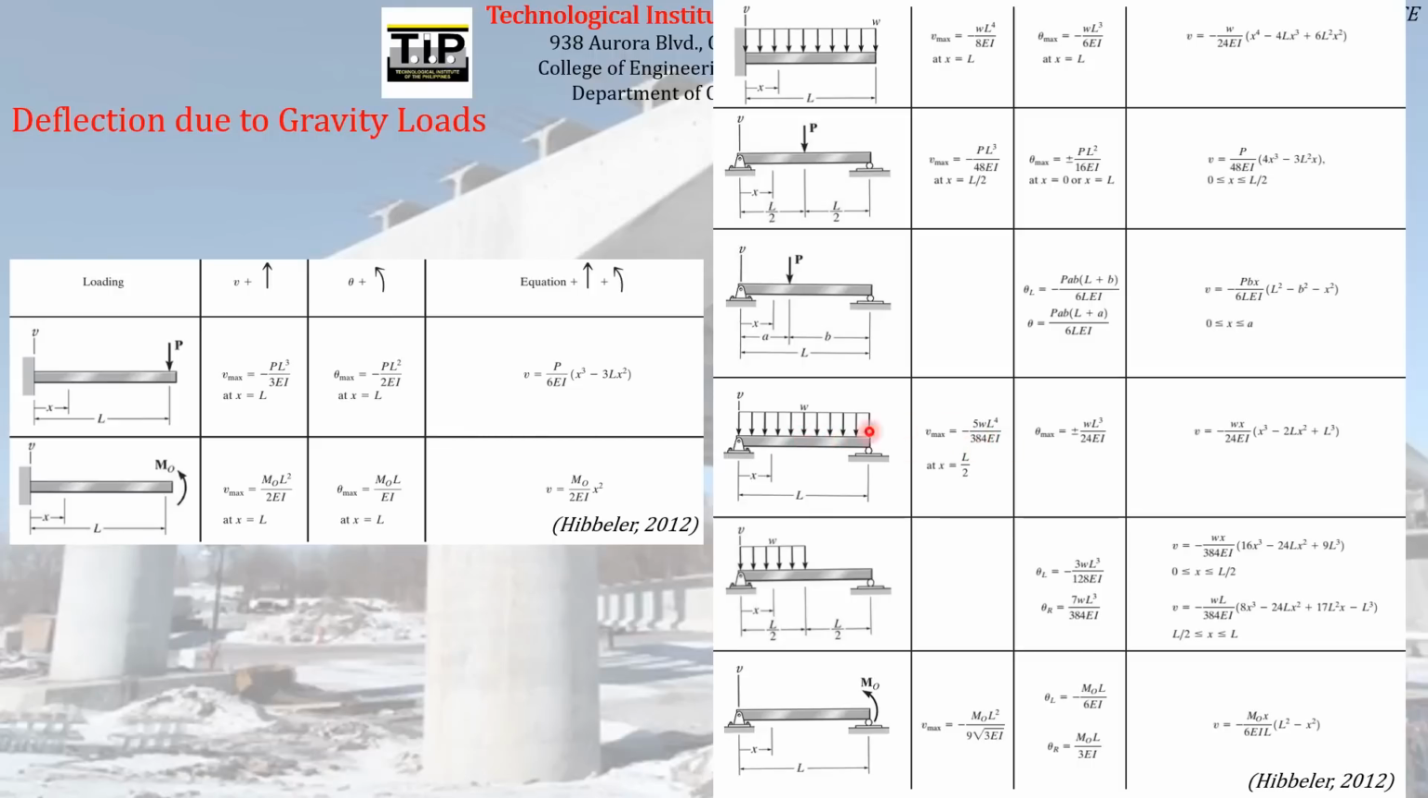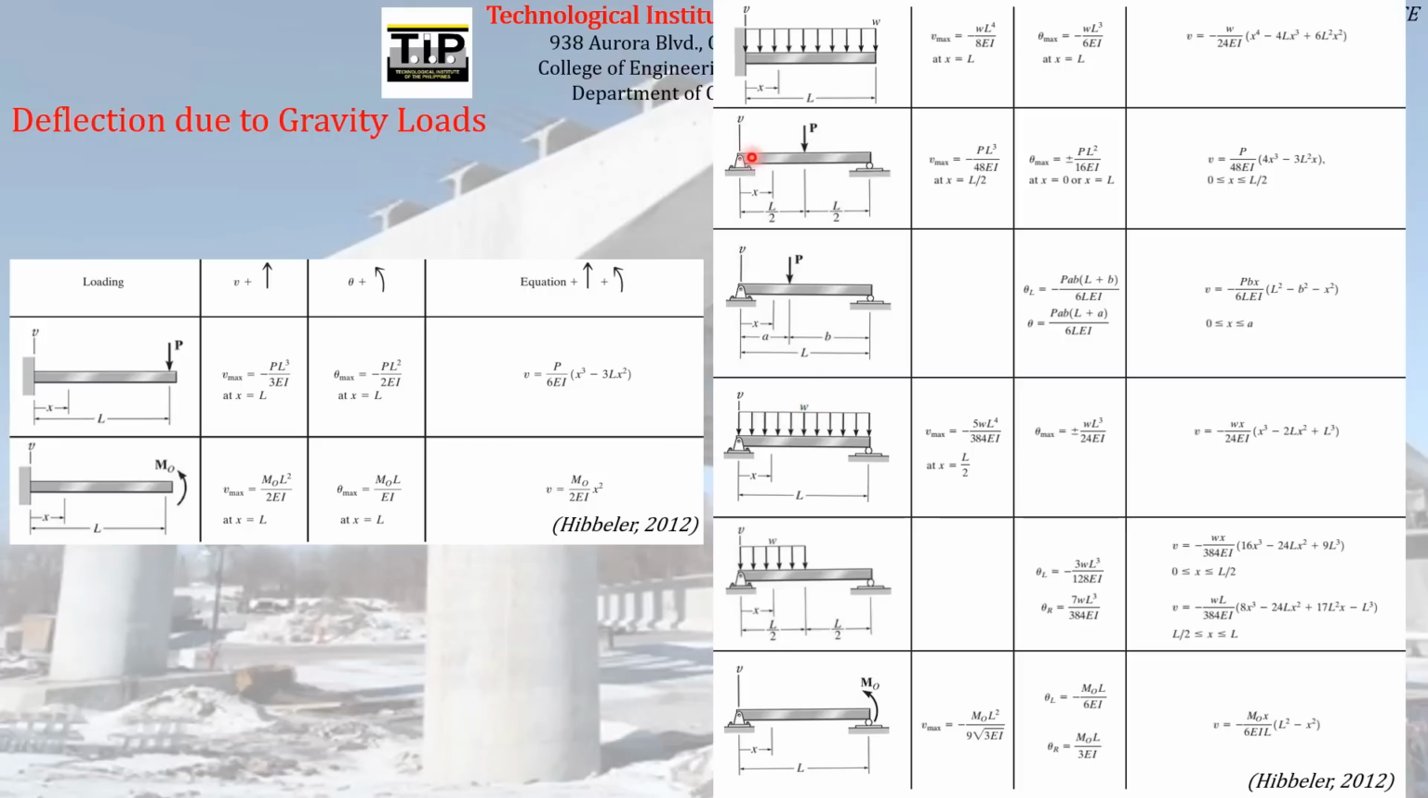So usually the maximum deflection that occurs for this case occurs at the midspan. So usually the maximum deflection for a simply supported beam occurs at midspan. So you can expect here that the formula is the formula for the deflection at midspan. So that is only for the case of a simply supported beam loaded with a uniformly distributed load.